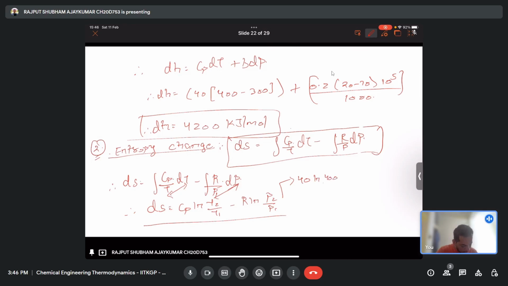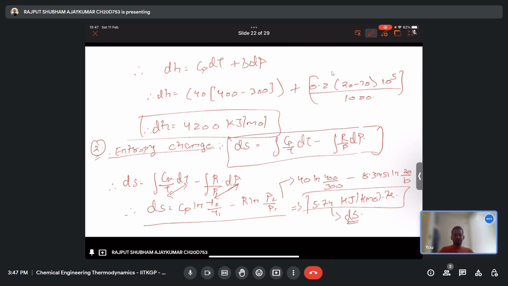So T2 is 400 by 300 minus R, which is 8.31451 joule per mole Kelvin. Ln of P2 is 20 and P1 is 10. Solve this and the answer would be, in kilojoule per Kelvin.